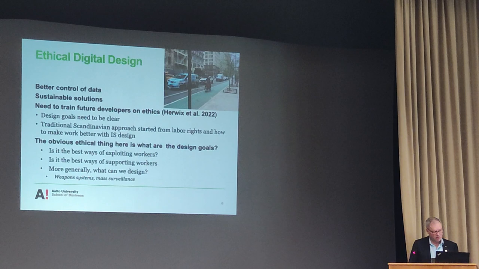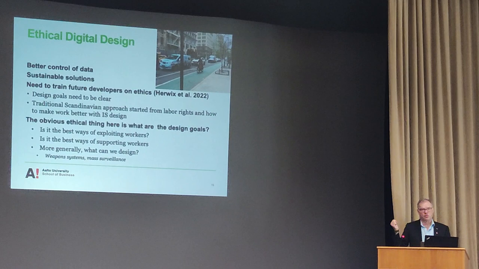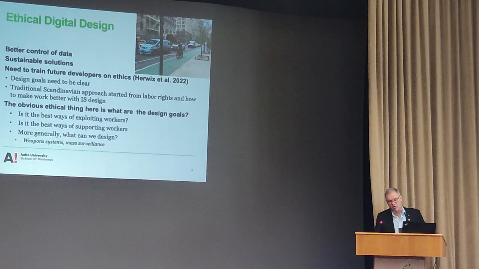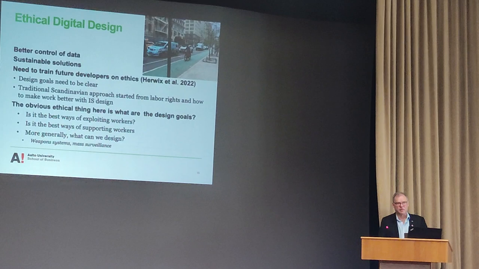More generally here, what can we design? What should we design? Weapon systems must serve as obvious. In this meta-edit thing that I was showing here, one of the first companies that contacted us was Radian Systems, which is really good at making cruise missiles, and we were thinking about it, and we decided not to pursue it.